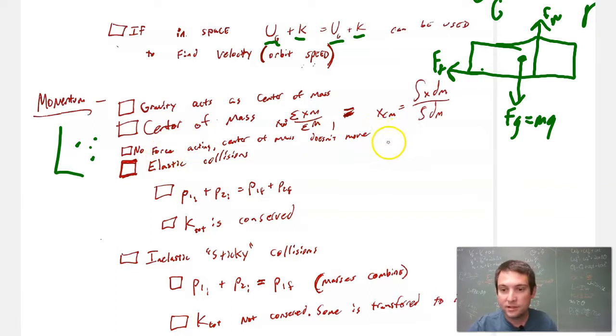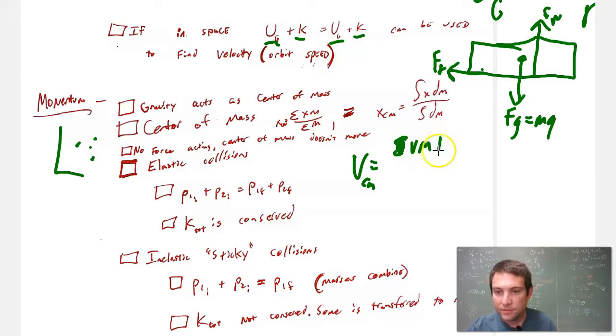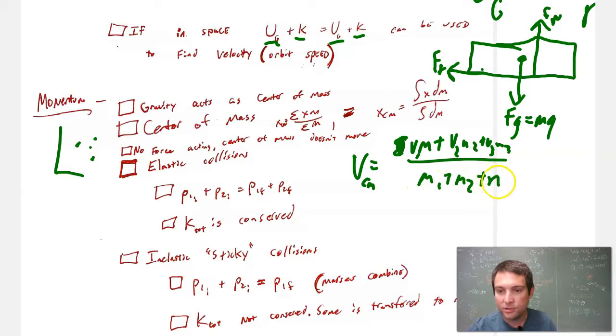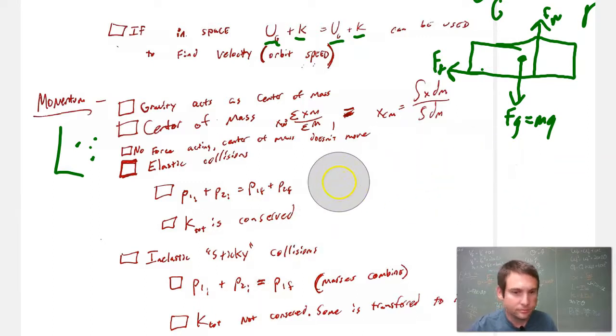If you need to find the velocity for a center of mass, you would use a similar equation. Velocity for center of mass, you're going to add up your velocity times your mass. So that means v1 m1, v2 m2, plus v3 m3, however many masses you have, and divide it by m1 plus m2 plus m3. For acceleration, you just change all of these to A's. That'll give you your acceleration for the center of mass.